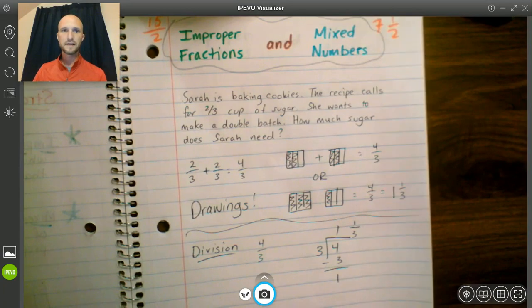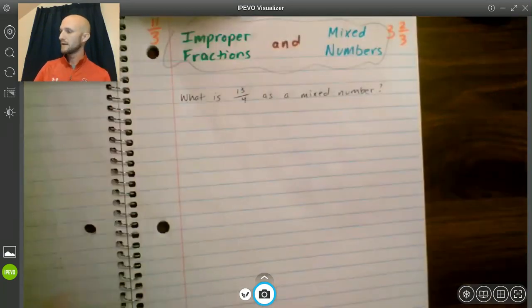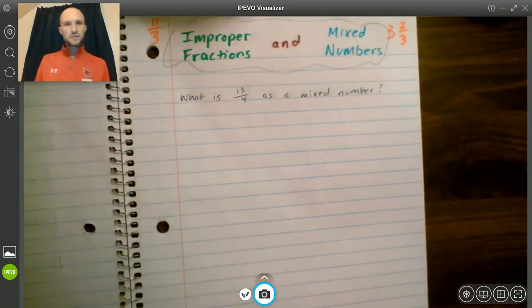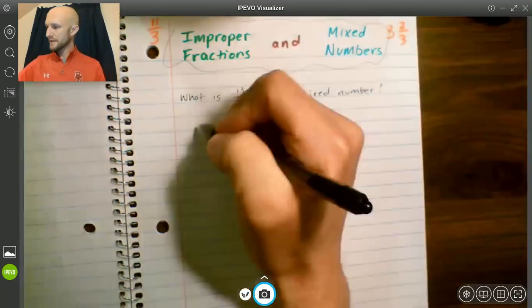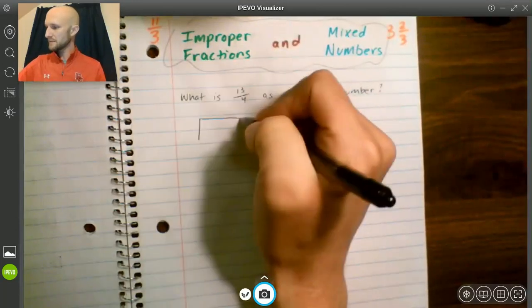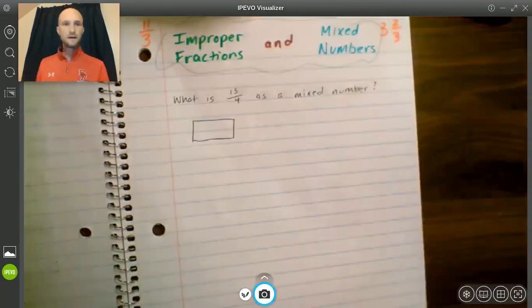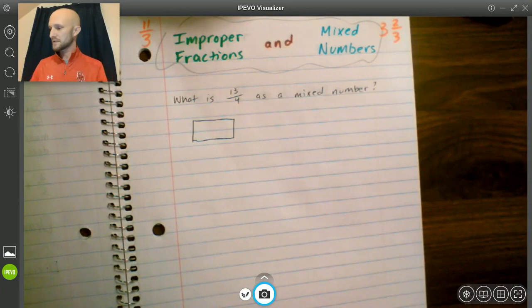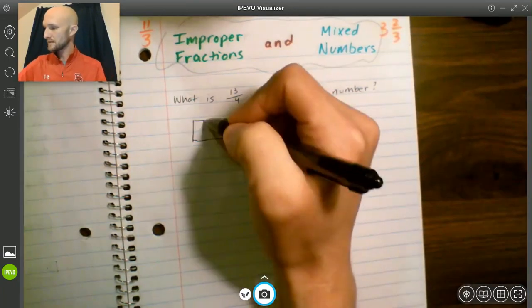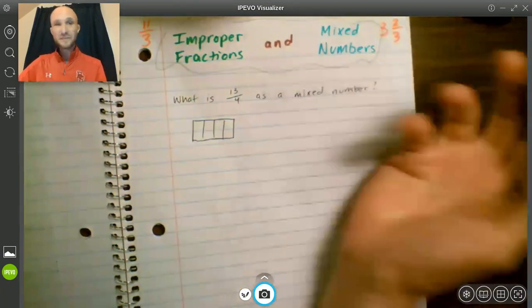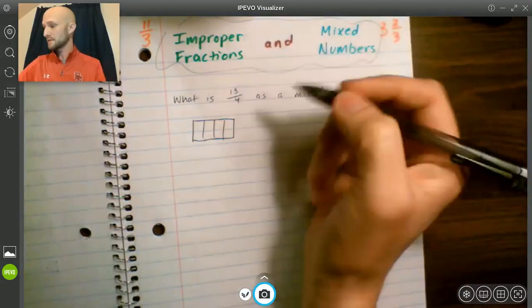Okay, we're going to take a look at another example now. On this one, it's pretty straightforward. Just what is 13/4 as a mixed number? So I'm going to start with drawings, and I'm going to use rectangles. It's my favorite way to draw a fraction. Circles are really hard to split up. Rectangles are not. Squares are harder to keep a consistent size, so stick with rectangles.